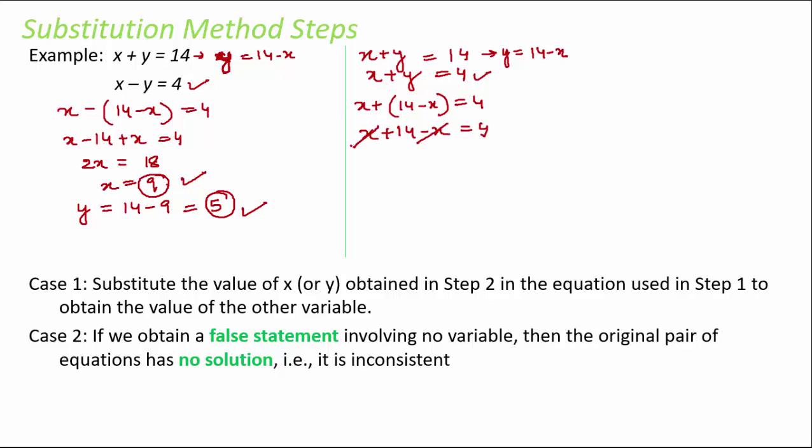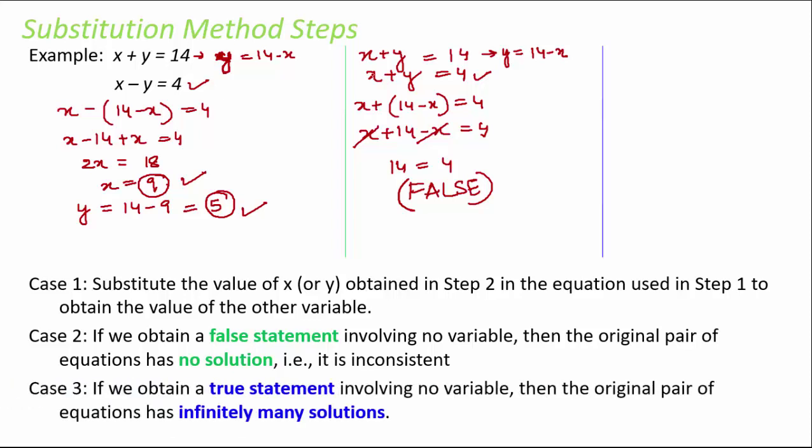So you will see that x and x get cancelled, and therefore what you get is 14 is equal to 4. Is this a true statement? 14 and 4 can never be equal. So what we get is a false statement. Whenever we arrive at a situation like this, it means that the equations have no solution. That means the equations given to us are inconsistent. They do not have any solution.